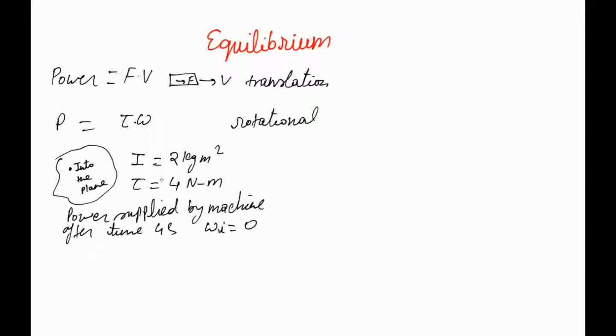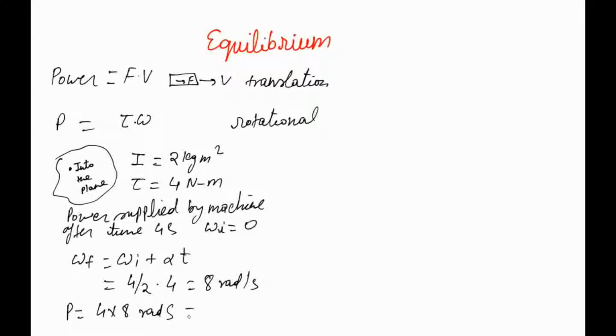All you have to do is calculate these two parameters. Tau we already know, all we have to do is calculate omega. What is going to be the omega after time 4 seconds? We know that omega is omega_i plus alpha t. Omega_i is 0, alpha will be nothing but 4 over 2, multiplied by 4, that gives us 8 radians per second. And that's why we get power to be 4 times 8 radians per second, that is nothing but 32 watts. So that was a simple example.